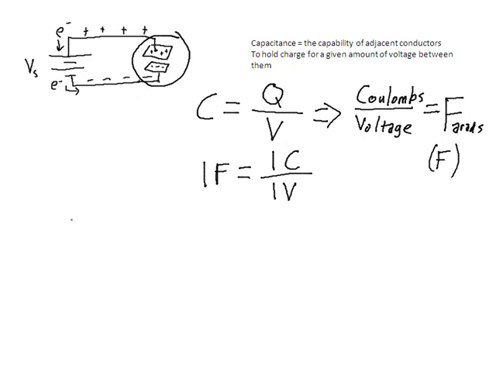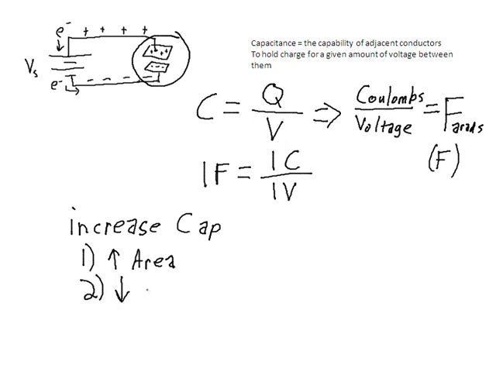The first thing I can do to increase the capacitance, number 1, is increase the area that's overlapping between the two adjacent conductors. So I make bigger plates up here, and I'm going to be able to push more charges onto the plate for the same amount of voltage. So it's pretty straightforward. An increase in area is going to increase the capacitance. The second thing I can do is decrease the distance between the plates.